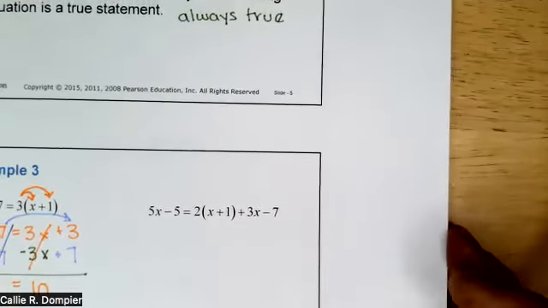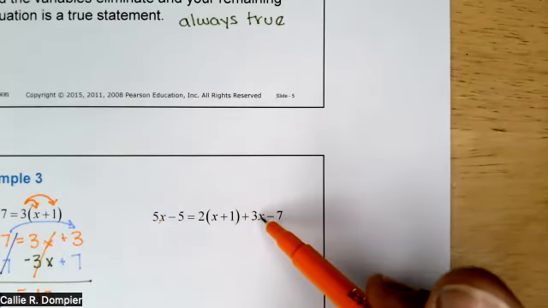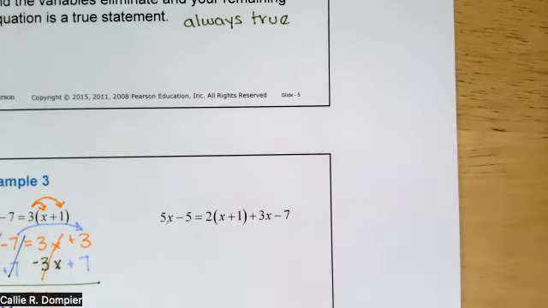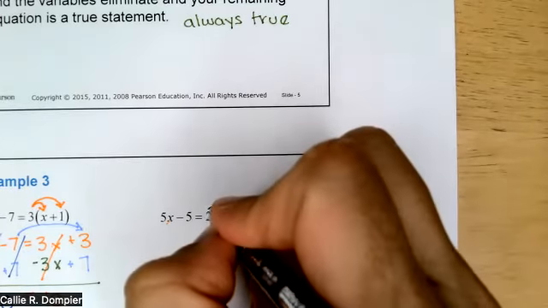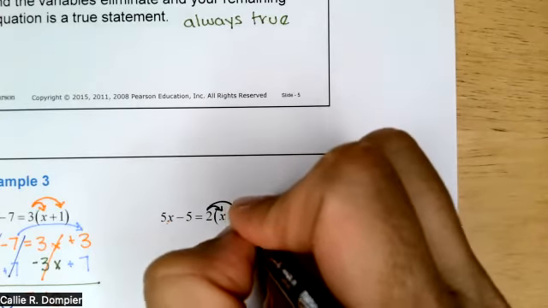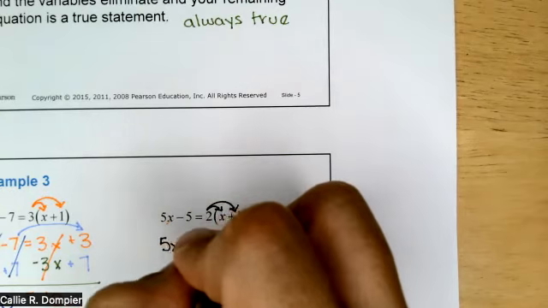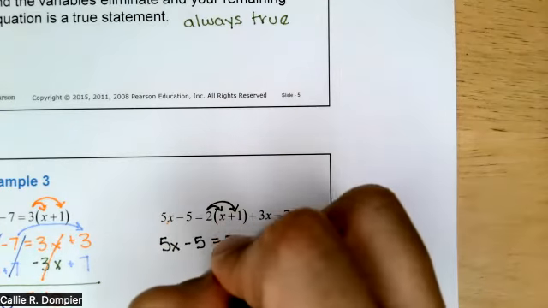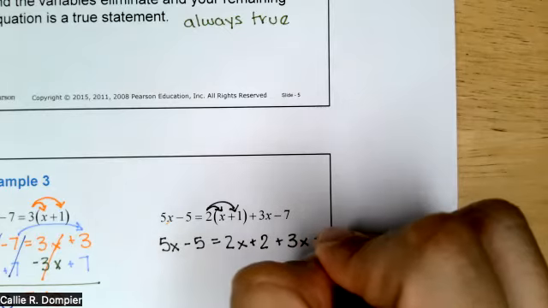All right. 5x minus 5 equals 2 times x plus 1 plus 3x minus 7. I have this sneaking suspicion from last semester that this one, I wrote it wrong, but we'll see. First thing I'm going to do is distribute. 2 times x is 2x, 2 times 1 is 2. So that's 5x minus 5 equals 2x plus 2 plus 3x minus 7.